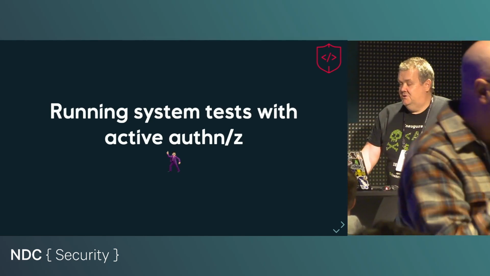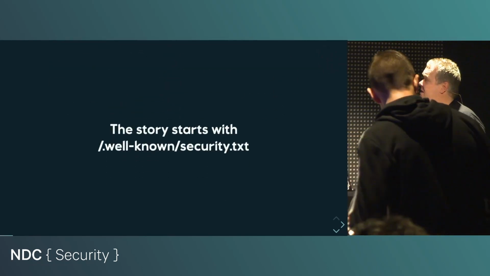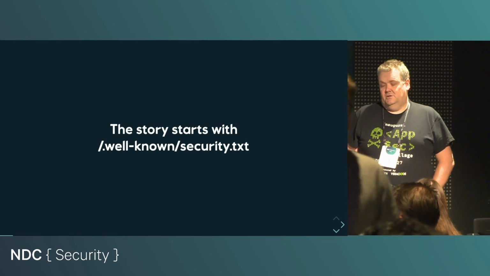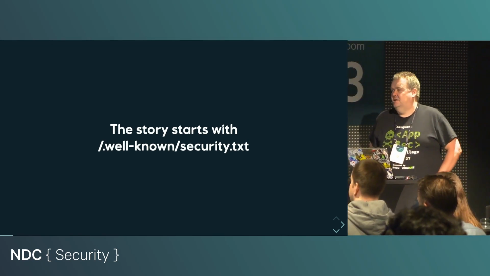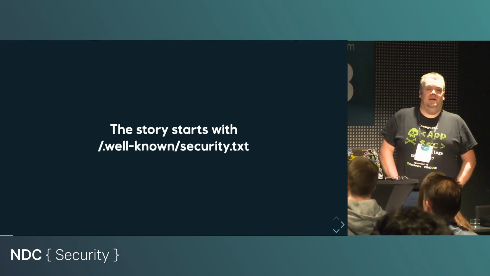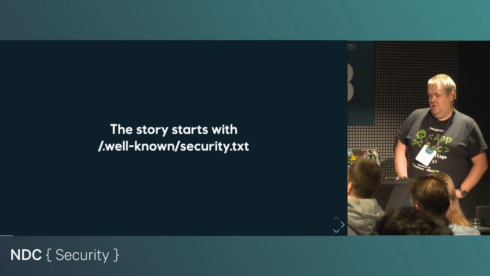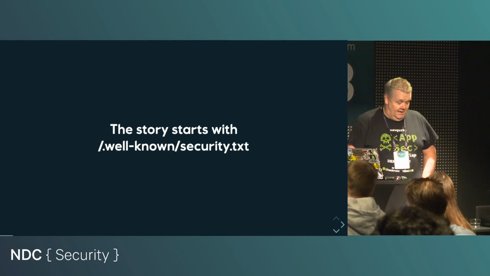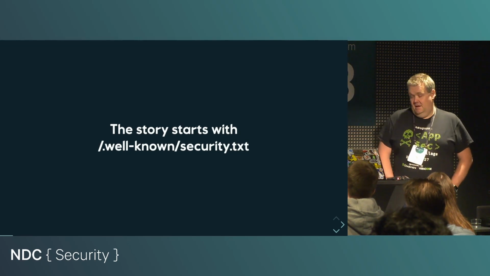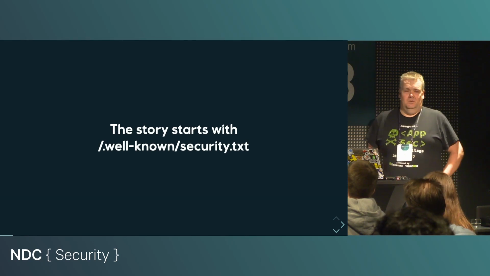Topic of the day, running system tests with active authentication and authorization. So this story starts with the well-known security.txt. A security researcher has identified a potential issue in a system. He digs out this file, gets information about how to contact our security department, and sends us a little report. We get this report, we thank him. I sincerely hope that we'll be able to provide some bug bounties in the future, but not yet. And we contact the team that owns the system and start digging into what this is.